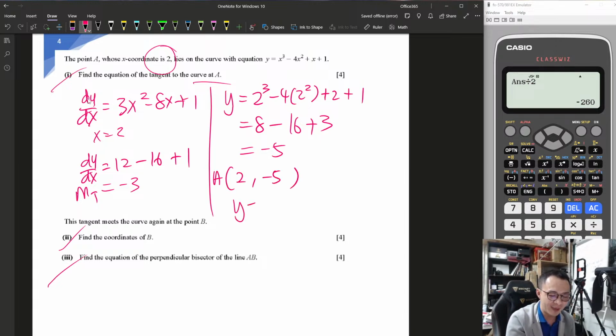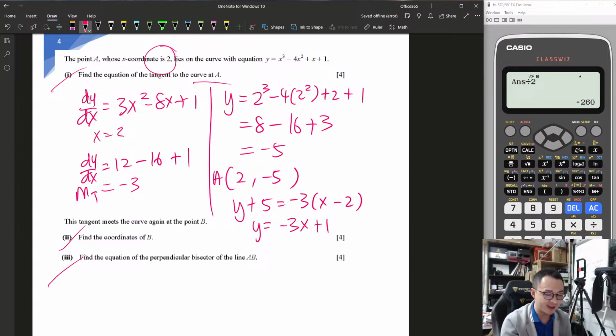So y minus y1 equals m times x minus x1. So y equals negative 3x plus 1. Okay, this is the equation of the tangent to the curve at the point A. Done, 4 marks. Then this tangent line is going to meet the curve again.